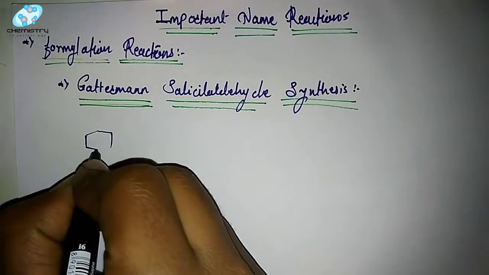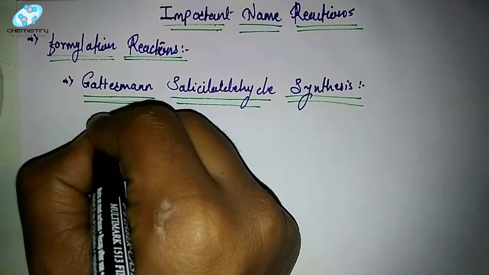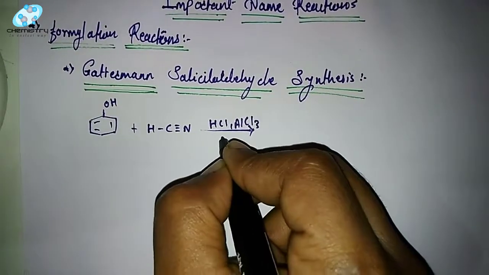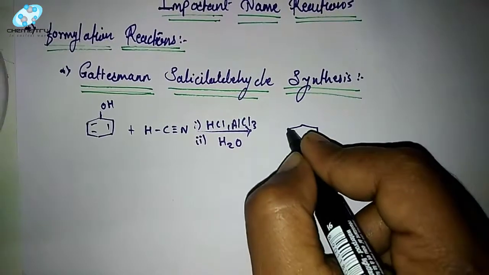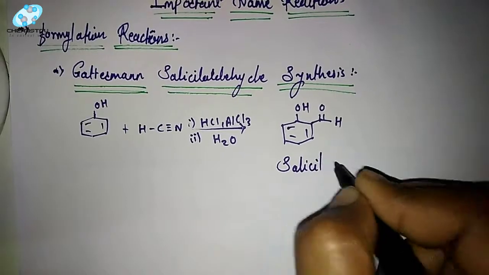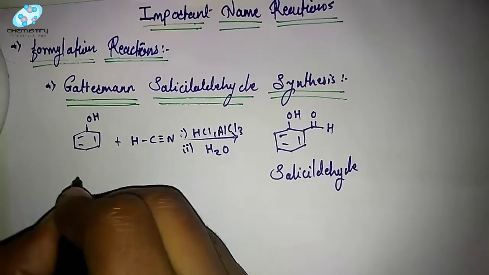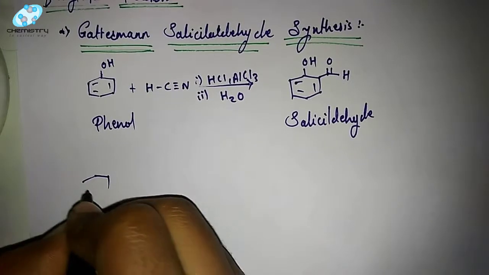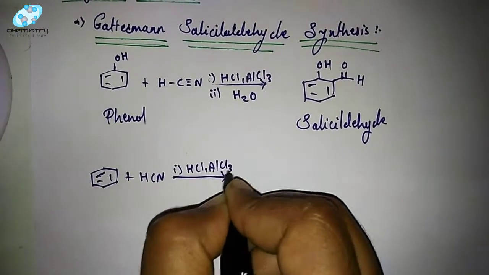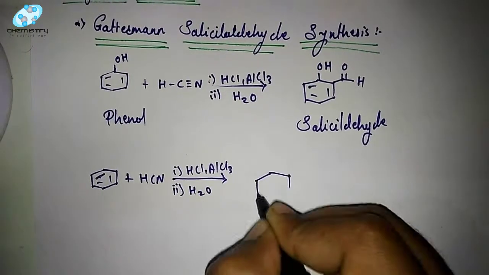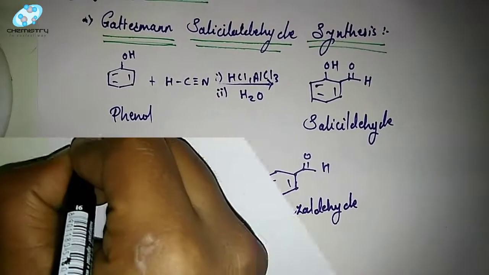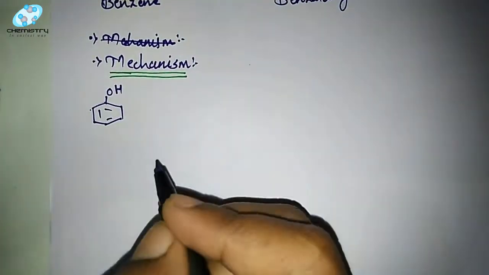So here is the reaction of Gattermann synthesis. Phenol with HCN and HCl in presence of AlCl3, and hydrolysis will be needing water. So the product is salicylaldehyde when we'll be using phenol, and if you use benzene instead of phenol with the same reagents, we'll be getting benzaldehyde as a product. And if we'll be using anisole, you'll be getting 2-methoxybenzaldehyde.